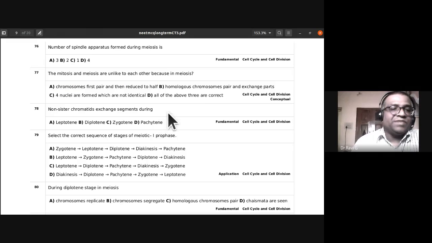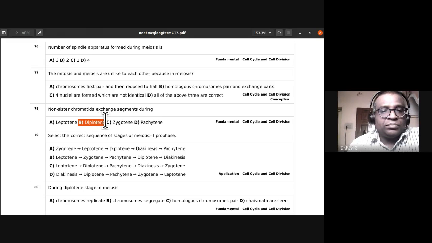A is the answer, 77th. 78th. Non-sister chromatids exchange segments during which stage? Is it pachytene or diplotene? It does not happen in leptotene or zygotene. Non-sister chromatids exchange segments during. We have already given in one part of it, the genetic recombination is in the.